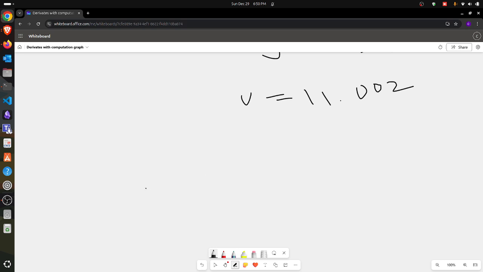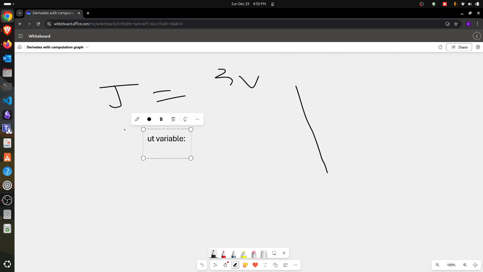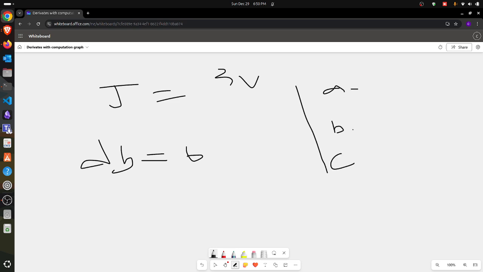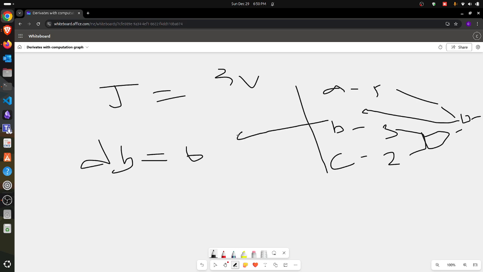So j is going to be 3v, and dj by db is going to be 6. So this is from our computation graph from earlier, with a, b, c as 5, 3, 2, and this thing. So we did some derivative stuff. We got back the value of db as 6, and we got the value of dc as 9.